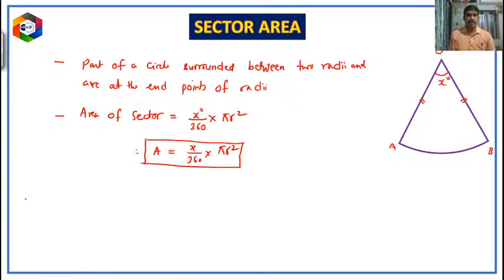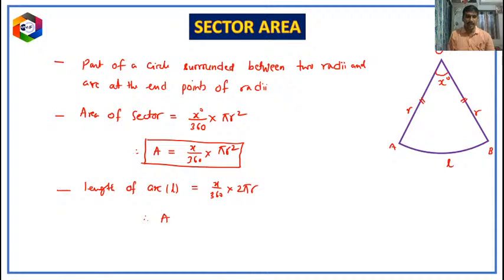So this is the same area of the sector which we can write based on the length of the arc also. This is the length of the arc and this is the radius, and this is also the radius. So length of arc, which is L, is equal to x by 360 into 2 pi r. The total length of the circle is 2 pi r. Out of that, x degrees is occupied by the sector, therefore it is x by 360 into 2 pi r.